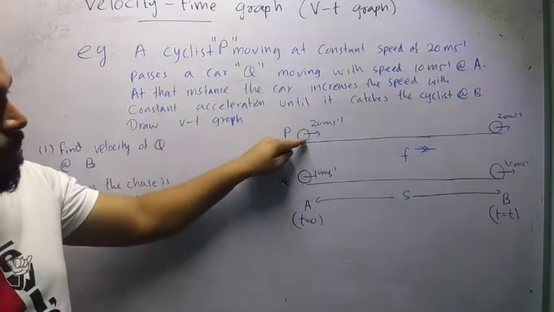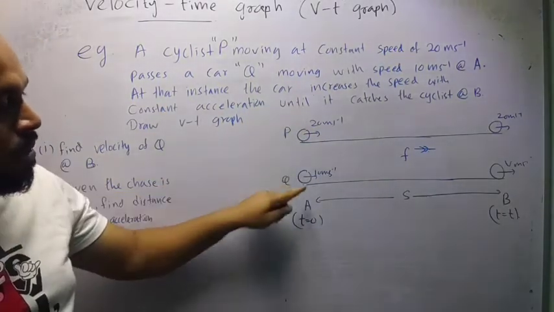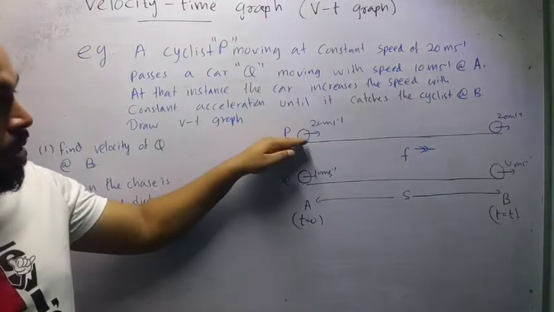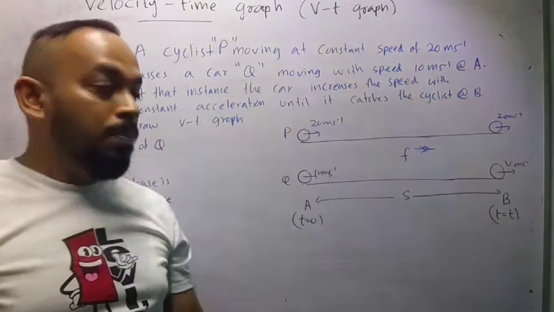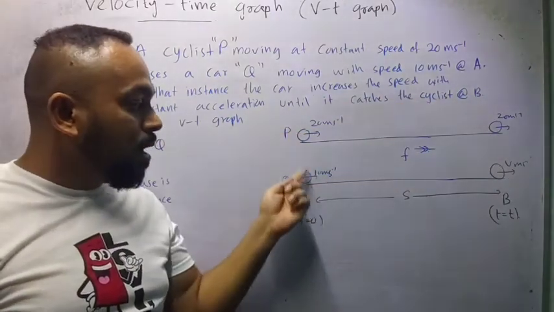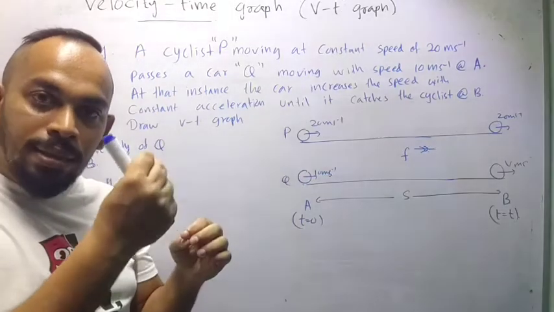Right. So because this is moving at 20 meters per second, and this is moving at 10 meters per second, what happens? This goes beyond, I mean this passes the car Q, and at that instant the car accelerates.